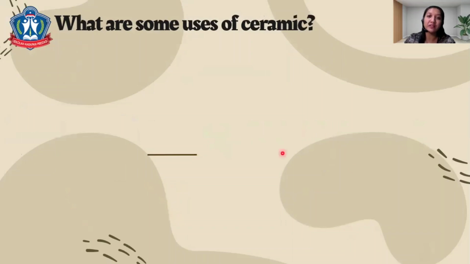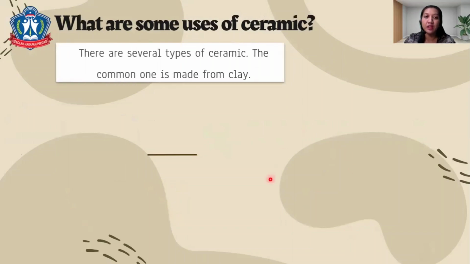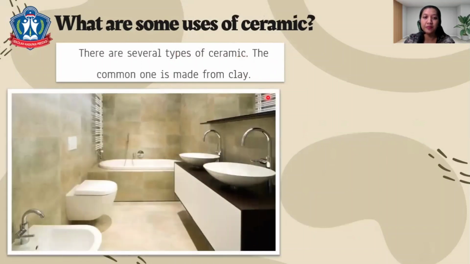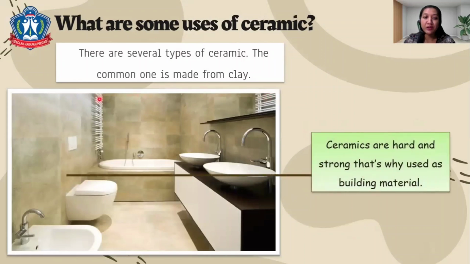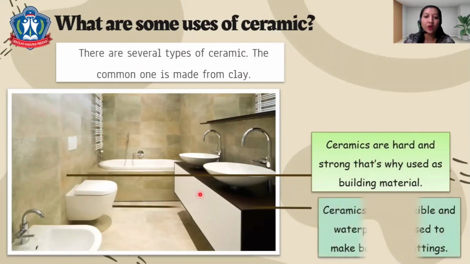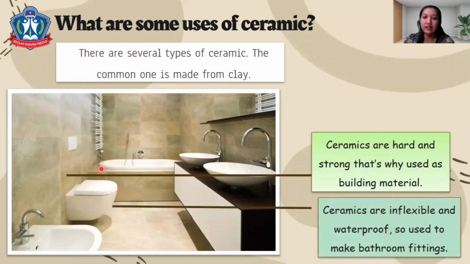Now let's talk about ceramic. There are several types of ceramic. The common one is made from clay. Ceramics are hard and strong. That's why they are used as building materials, like in this wall. Or the other one, these. Ceramics are inflexible and waterproof, so they are used to make bathroom fittings.